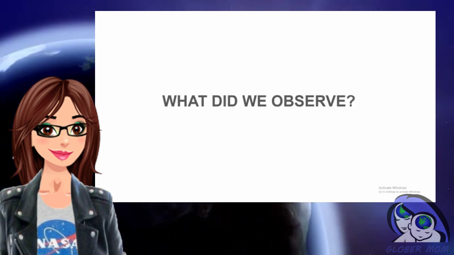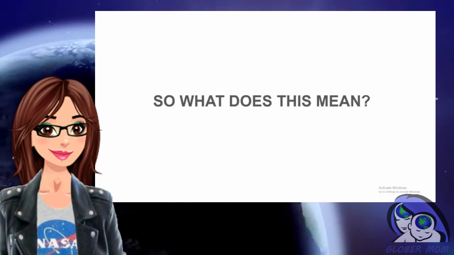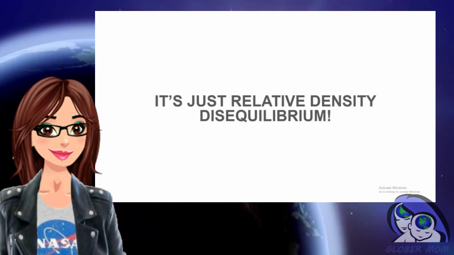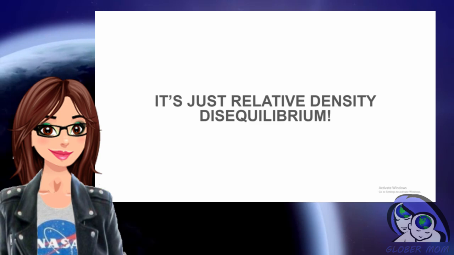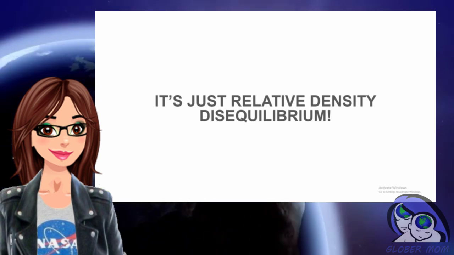What did we observe? Mass does not attract mass. So what does this mean? Gravity does not exist. It's just relative density disequilibrium. The lie detector determined that was a lie. As I previously said, this whole experiment is null and void, and what it really means is, you gotta lie to Flurf. You know, besides not having 3 of the controls Flatzoid said he would have, he didn't appear to be wearing any protective gear like Dell when he was doing his water level experiment.